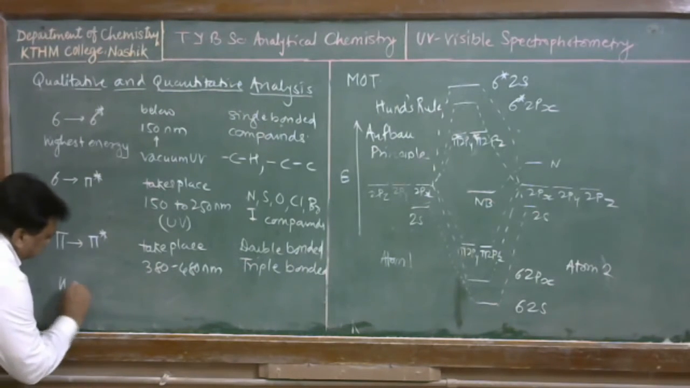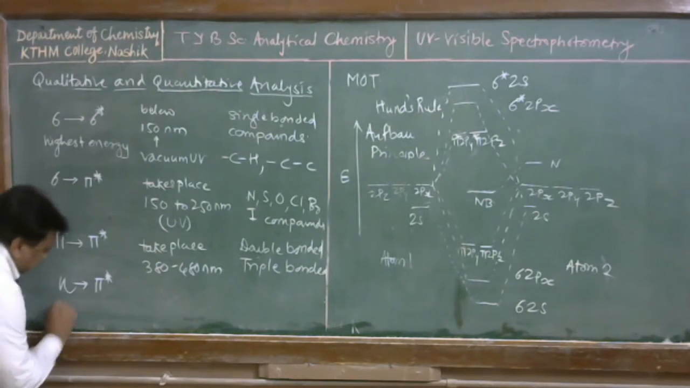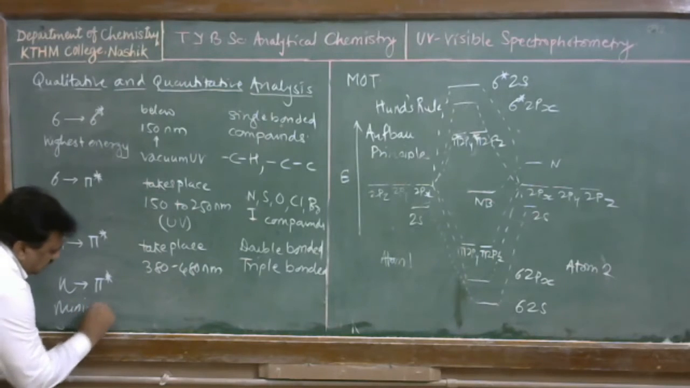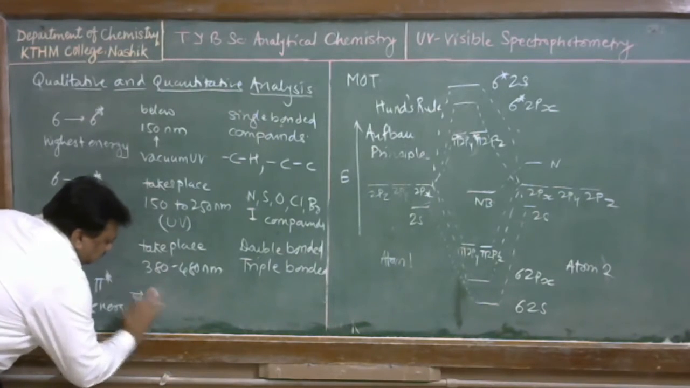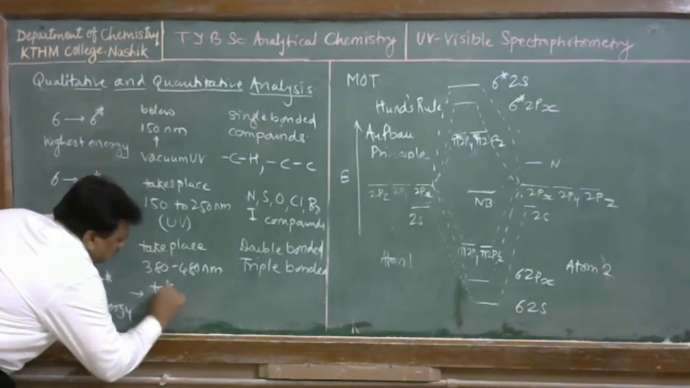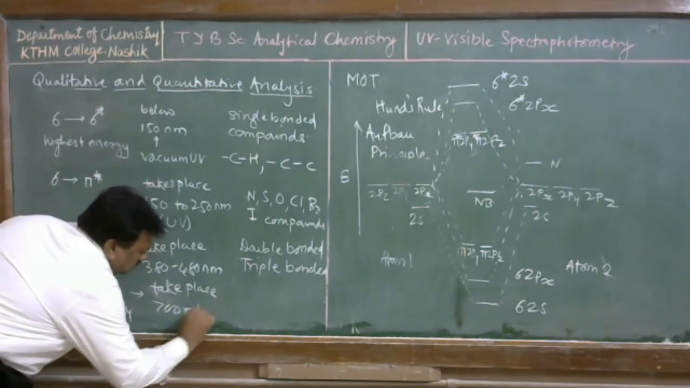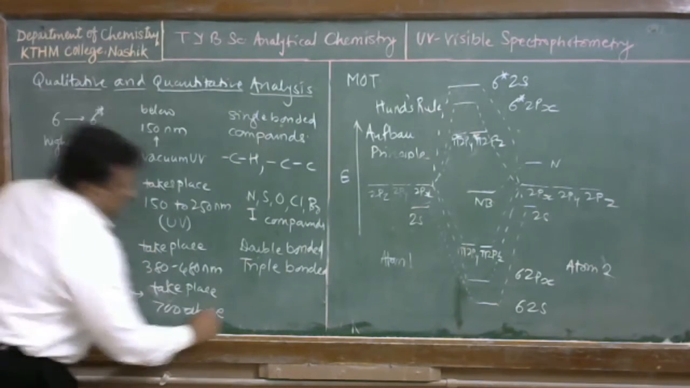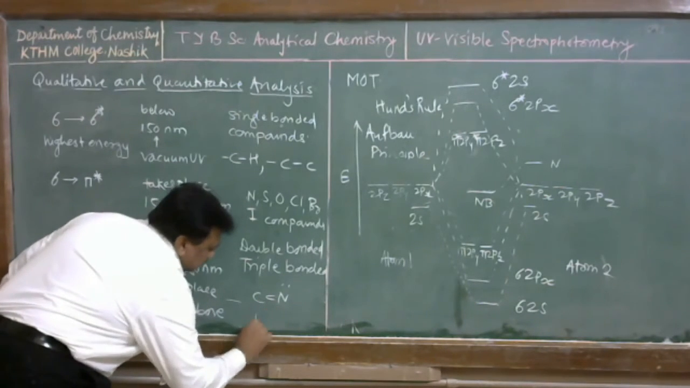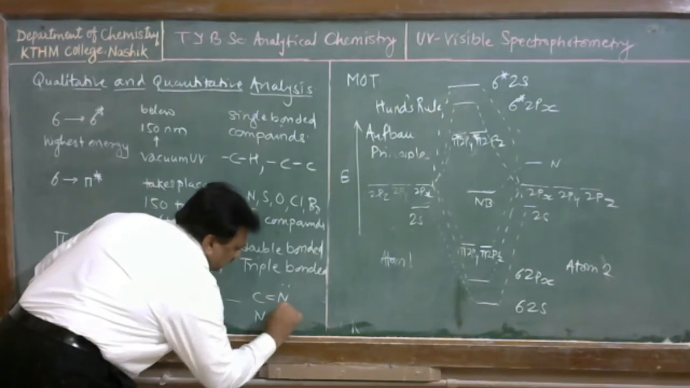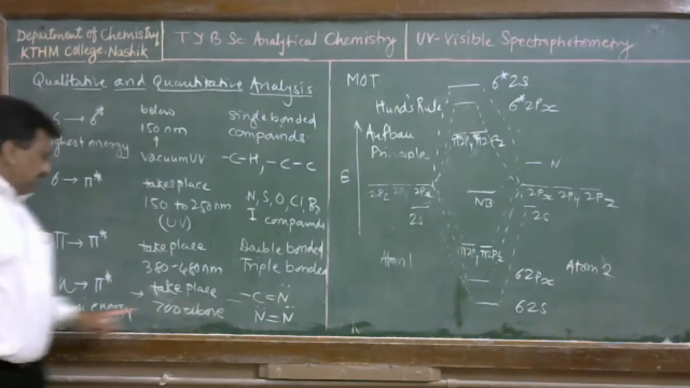And the fourth type of transition, that is non-bonding to pi star, requires minimum energy, and this transition takes place at the end of the visible region, that is 700 or longer than 700. It is shown by compounds having a non-bonding electron like this, or this type of molecule having a non-bonding electron. This type of transition is shown.